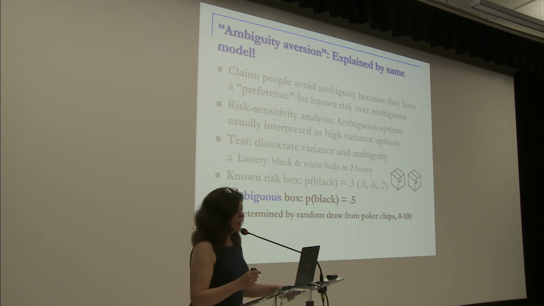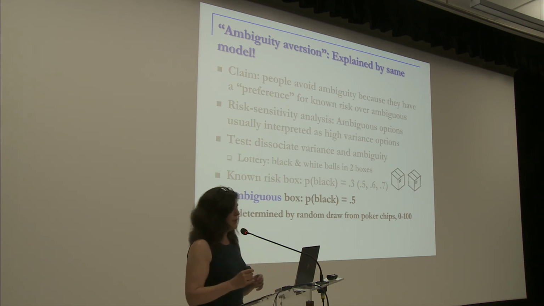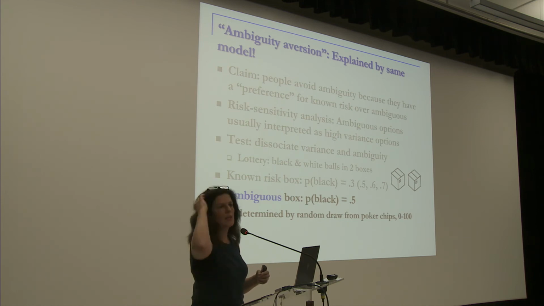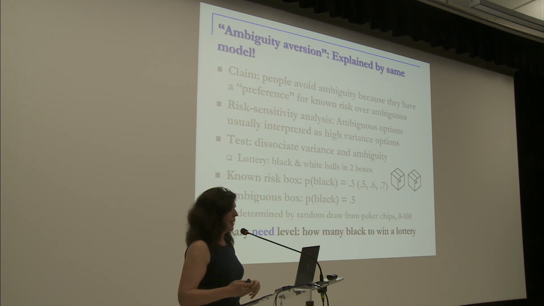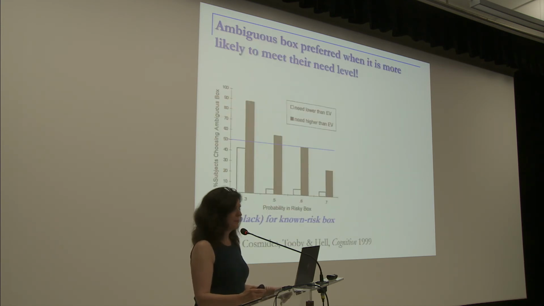And in the ambiguous box, the probability of drawing a black ball is always 0.5 because, you're told, the distribution of balls is going to be determined by a random draw from poker chips that are from 0 to 100. Right? So we're going to draw from that. So on average, there'll be 50% on average, but you don't know exactly what it's going to be. And then you vary the need level, how many black balls you need to draw in order to win a lottery.